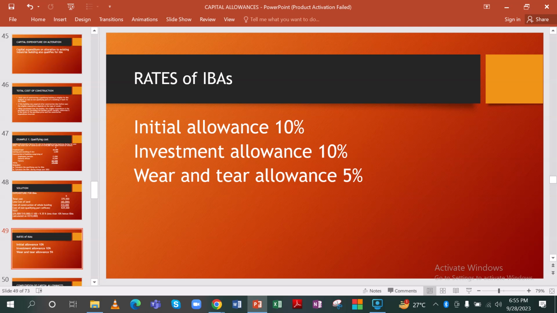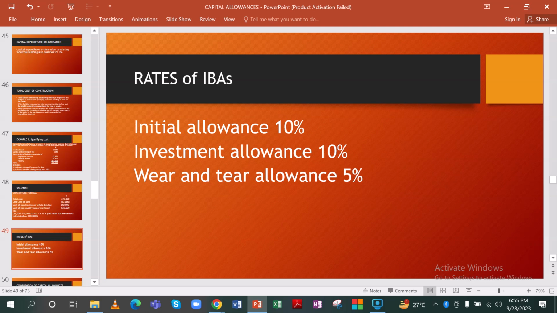Now, again, you should be in a position to understand that you can acquire a second-hand building, which means that you are not the first one to use it. As you buy the building second-hand, the new owner can only claim wear and tear allowance at 5%, because the initial and the investment allowances would have been claimed already by the first user. So that much you should know.